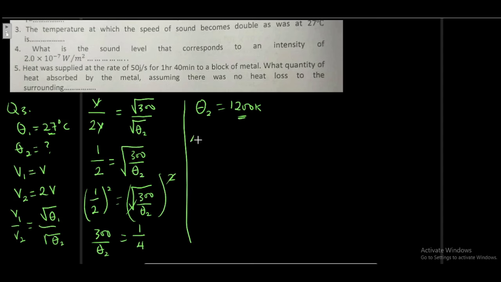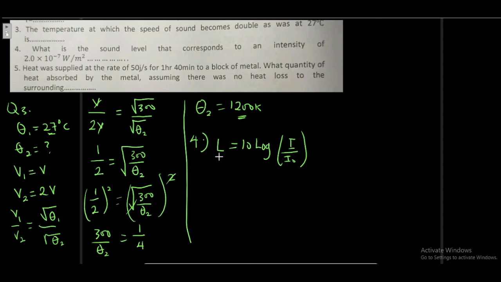Now number 4, question 4. They said, what is the sound level that corresponds to an intensity of 2 times 10 raised to the power of minus 7 watts per meter squared? Now you need to understand that sound level in decibel is given by L equals 10 log I all over I naught. This is the equation for sound level in decibel.